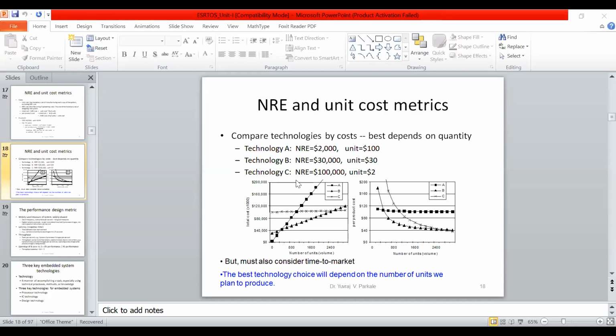Now my question is, out of these three technologies, which technology do we have to select? I have put the question into the chat box. So what is your answer? I have given three technologies: A, B, and C, and I have to manufacture some number of embedded systems. Now I have a problem: which technology do I have to select?